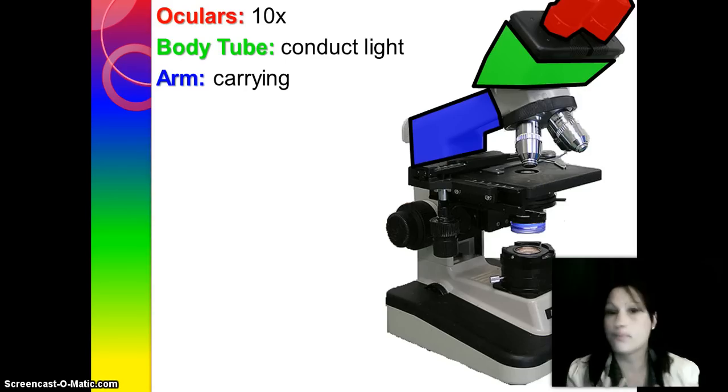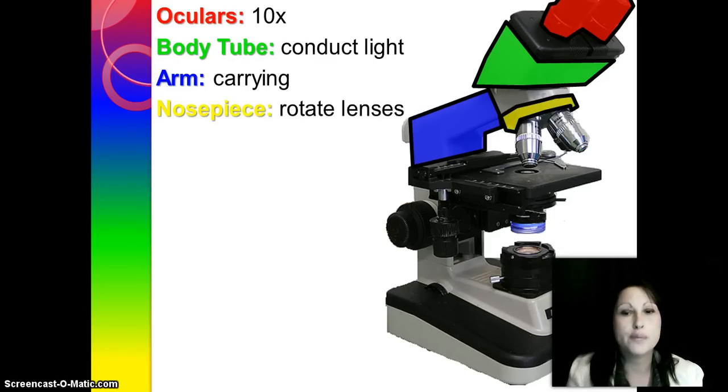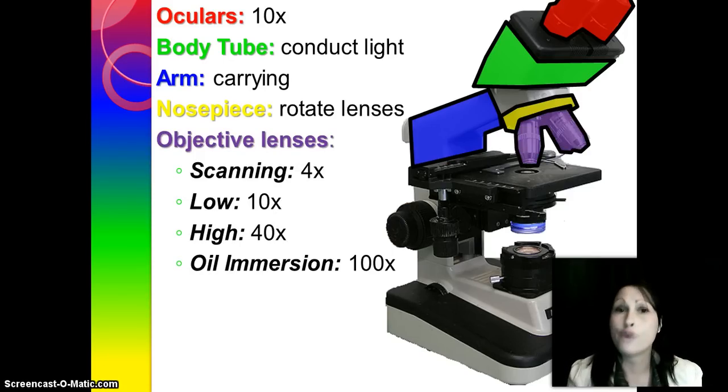Next you have the arm, pretty straightforward. Whenever you carry the microscope, you're going to put one hand on the arm and then one hand underneath the base, just because they're really heavy and you don't want to drop them. The nose piece will actually rotate. And attached to the nose piece are your objective lenses. We have four of them, which we'll talk about in just a second. But when you want to change the magnification, you'll rotate the nose piece and it will click when each lens is in place. All right, your four objective lenses, these are variable lenses.